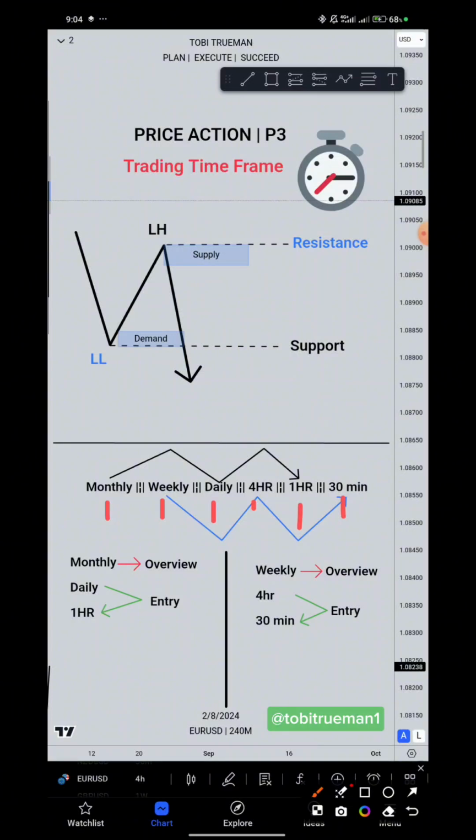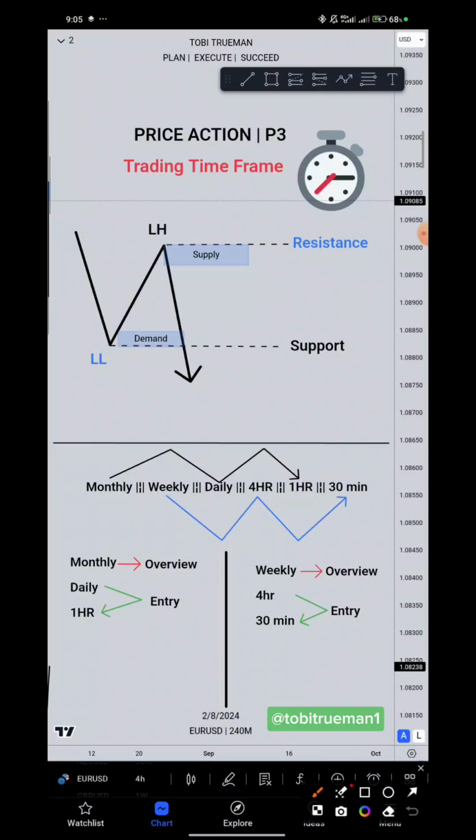How do I make use of these? I have to put them in two categories. The first one is monthly. So if I check price, what is price doing on the monthly? Is price buying or is price selling? So I will have to check on the monthly. Let me show you an example. So what I will do is this.